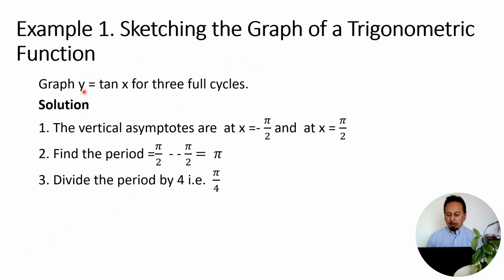Example 1. Graph y equals tangent x for 3 full cycles. First, the vertical asymptotes are at x equals minus pi over 2 and x equals pi over 2. Then find the period. The period is pi. Divide the period by 4, so you get pi over 4, and that's the increment.